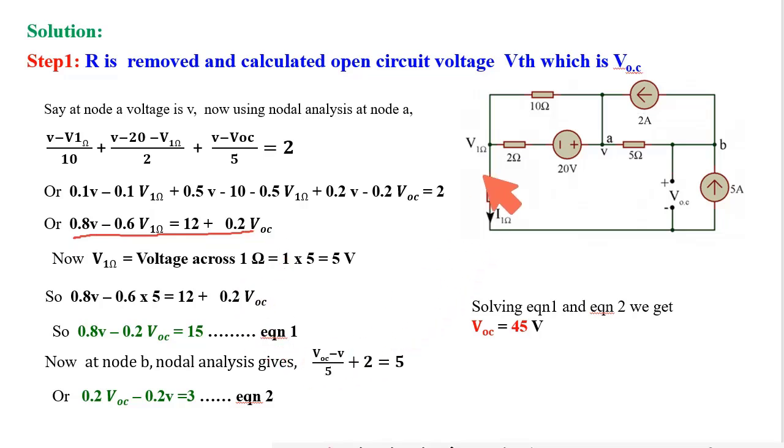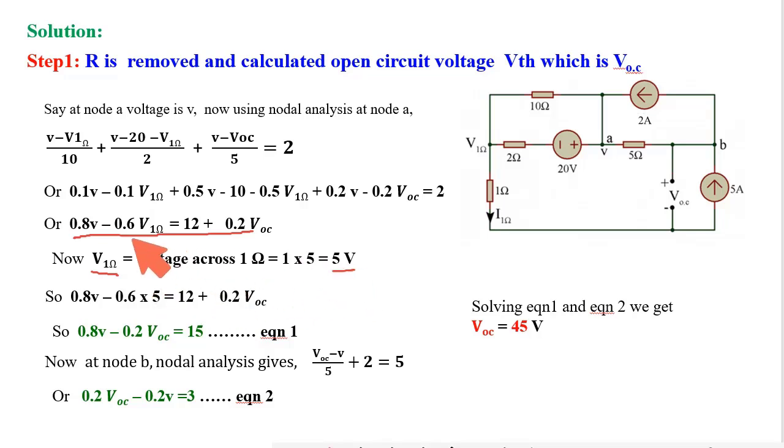Now here, what is V1 ohm? V1 ohm is equal to current multiplied by this 1 ohm. What is the current through this 1 ohm? This current is flowing in this path, and here the current source is 5 ampere. So the 5 ampere is flowing through this 1 ohm. So V1 ohm is equal to 5 ampere multiplied by 1, that is 5 volt. So V1 is equal to 5 volt.